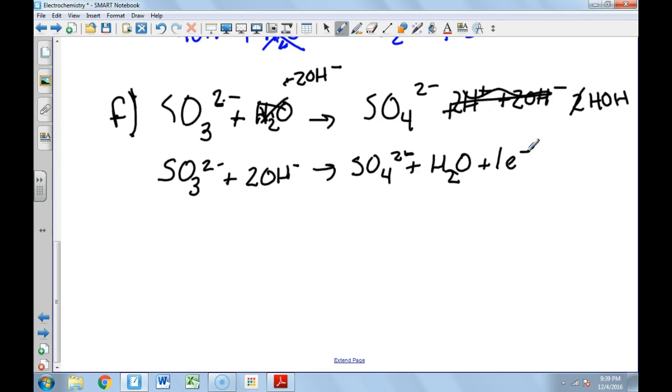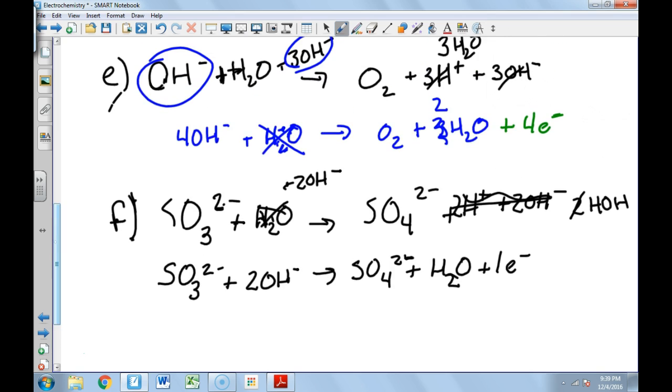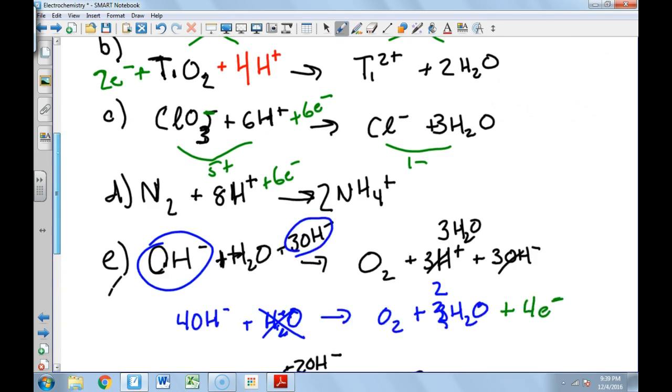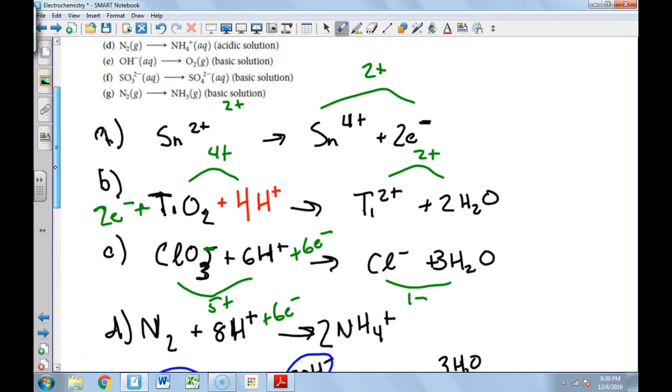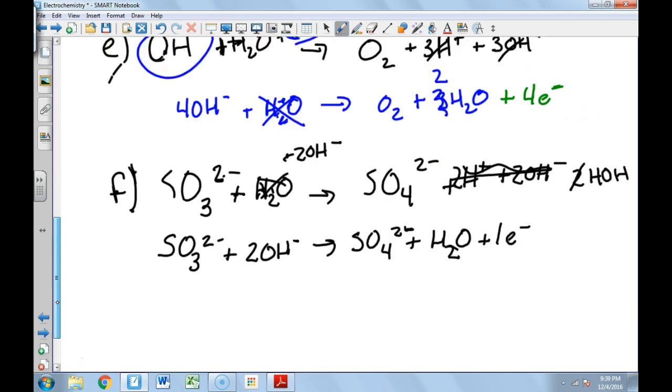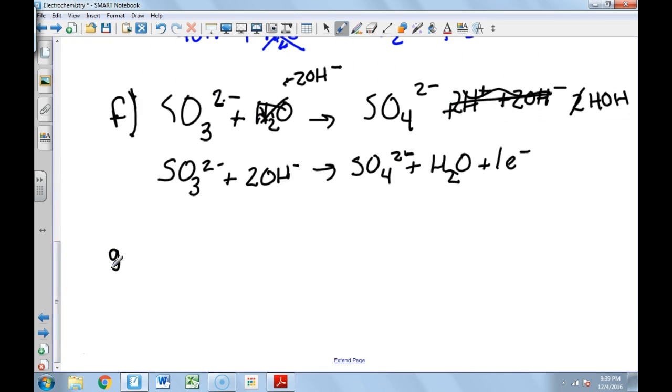Now, that's losing electrons. The electrons are being produced or given off. They're on the product side. So if that's the case, then you have an oxidation reaction. Okay, and so let's do nitrogen gas turning into ammonia. We have nitrogen gas, N2, reacts to form ammonia, NH3.